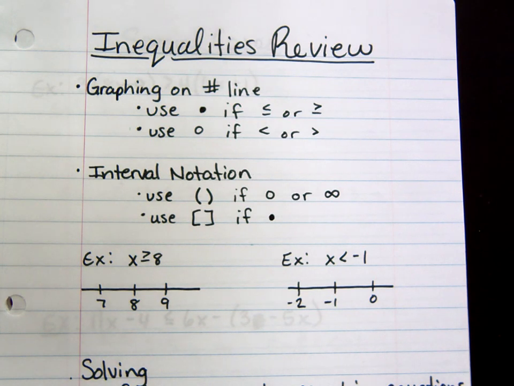for those values. Now, when you're graphing an inequality on a number line, if you had less than or equal to or greater than or equal to a certain number, you're going to use a closed dot on that number. If it was not or equal to, you're going to use an open dot on that number.